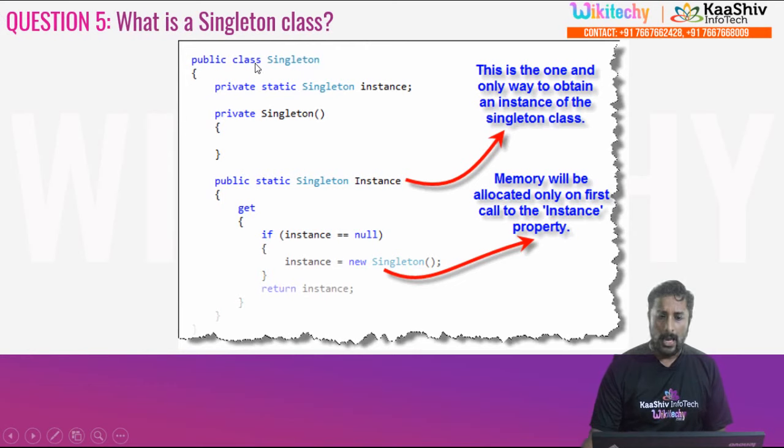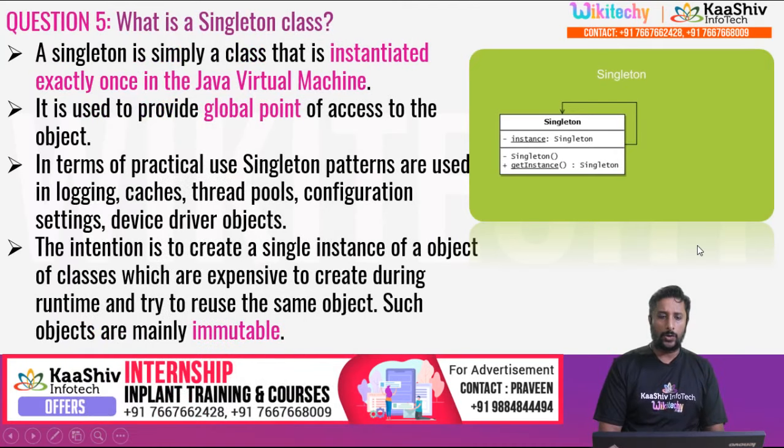Over here, I'm declaring the class as singleton. You are able to see here, I got a class. This is the one and only way to obtain an instance of the singleton class. This is how you are able to create the instance, an object over here. This is how you will be creating it. Okay, let's move on to the definition of this one.